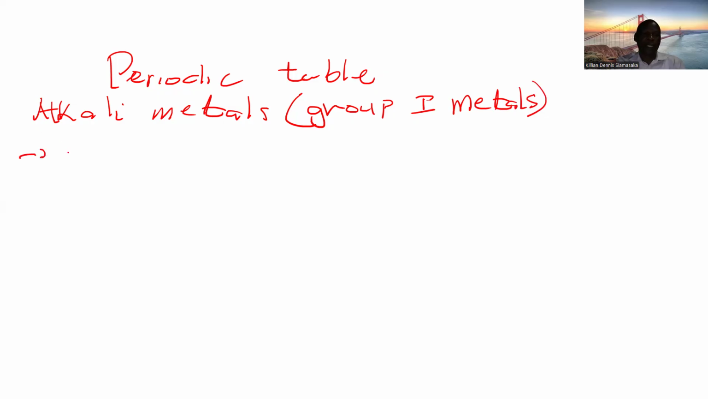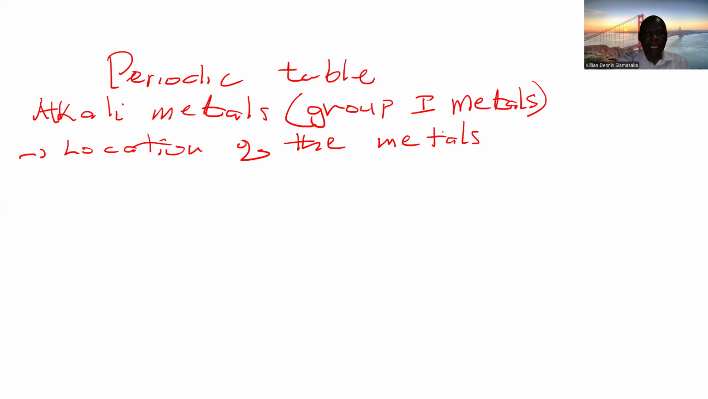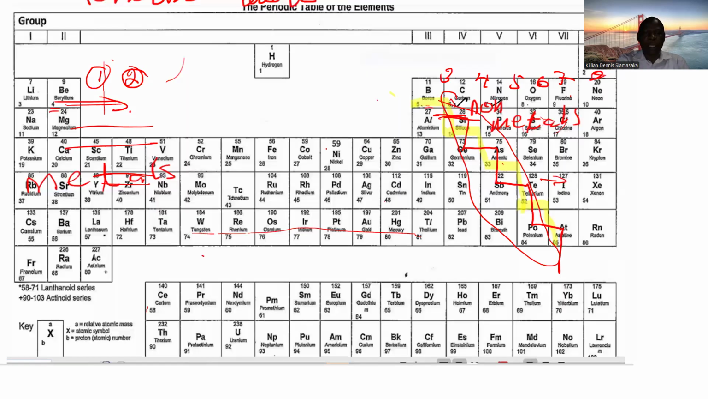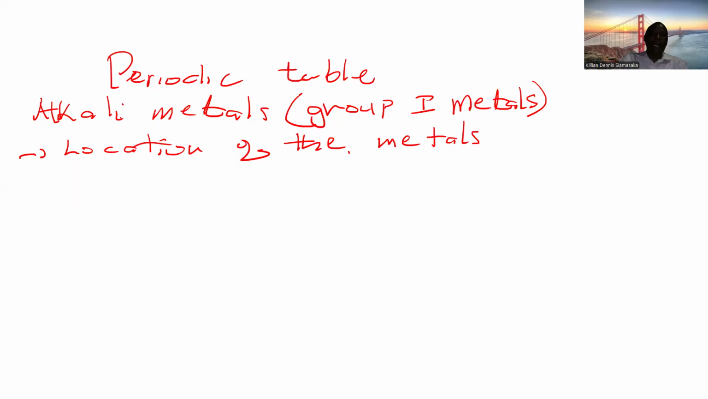So how do we locate these metals? The location is basically in this group 1 going down. So these group 1 elements are actually the ones known as alkali metals.